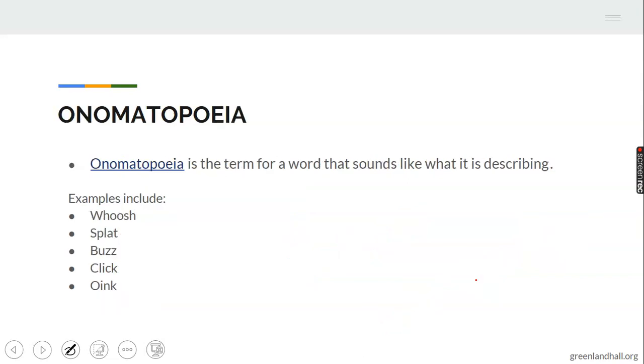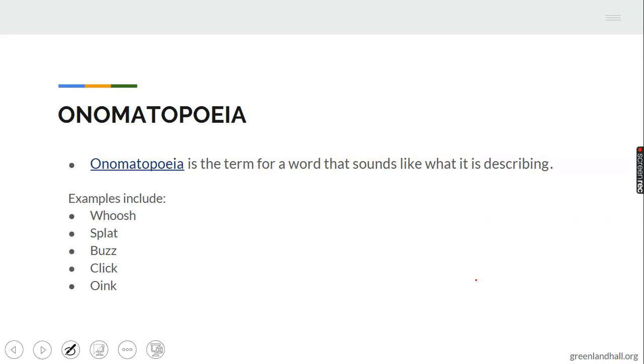Then onomatopoeia. Onomatopoeia is the term for a word that sounds like what it describes. The word describes the sound vividly. Whoosh, splat. The way it is said is the way it appears. Then click, click, click. The word click sounds like it's happening for you. So we say this term is for a word that sounds like what it's describing.